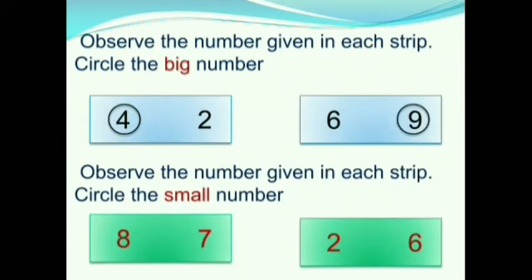Children, now we should see the number given in each strip and circle the small number. First we have 8 and 7. Which is smaller? 8 or 7? 7 is smaller than 8. So we will circle 7. Next we have 2 and 6. Which is smaller? 2 or 6? 2 is smaller than 6. So we will circle 2.